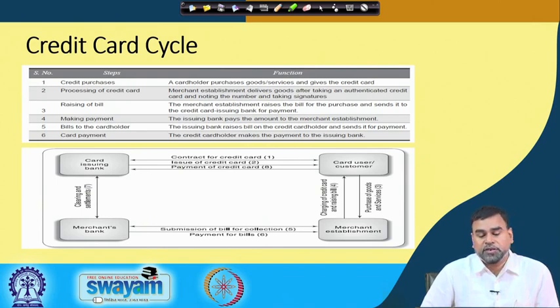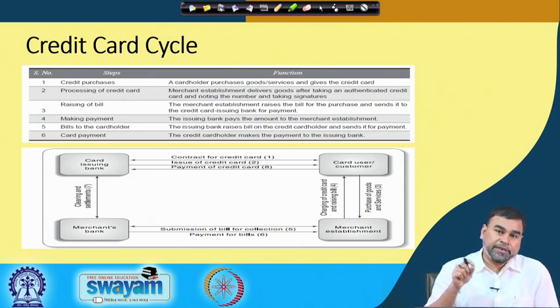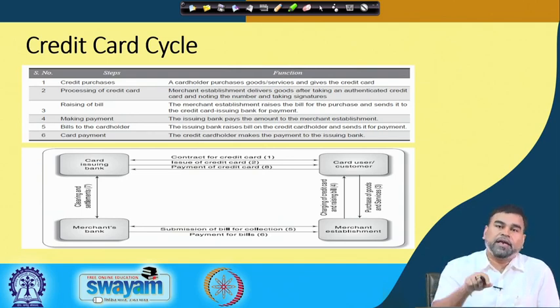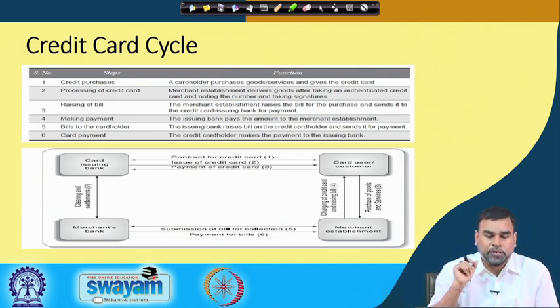Then the issuing bank pays the amount to the merchant establishment, and the issuing bank raises the bill on the credit card holder and sends it for payment. The cycle will be completed whenever the credit card holder makes the payment to the bank. You have made the purchase on a certain date and there is a 50 days cycle. If you make your payment after 50 days without any interest, the transaction will be completed only after 50 days, whenever the credit card holder pays the money to the bank from which they received the credit card.